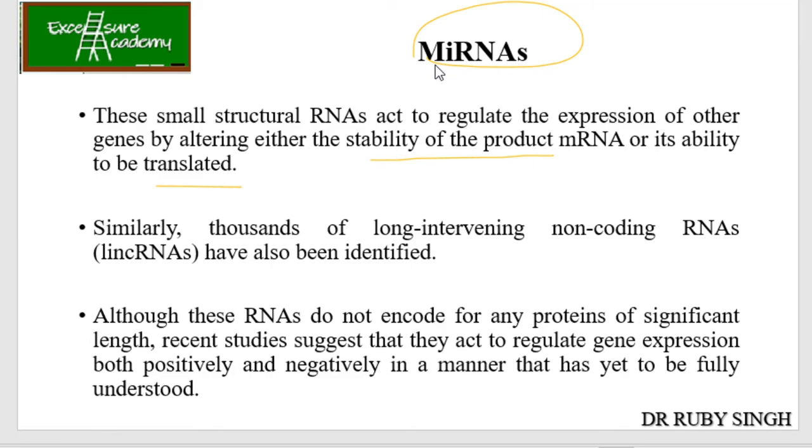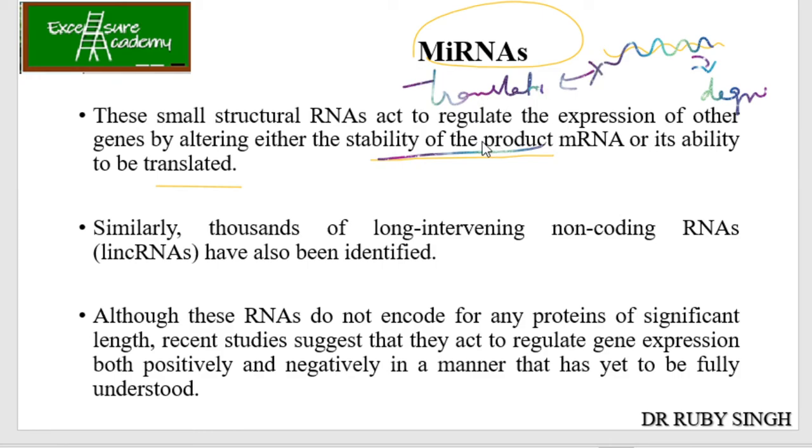So what they're saying exactly is that once you have a functional mRNA and you have microRNAs with a complementary sequence, what will happen? Either they will alter the stability of the product, so this product will be directly degraded, or it will be complementary, forming base pairing with the functional mRNA and not allowing its function, that is, not allowing its translation. So in both ways, it is regulating the expression of this particular functional mRNA.